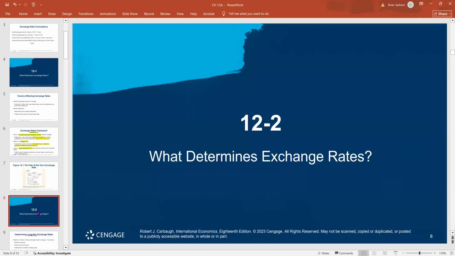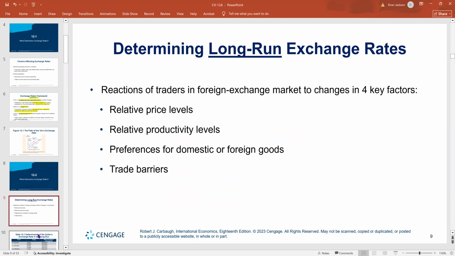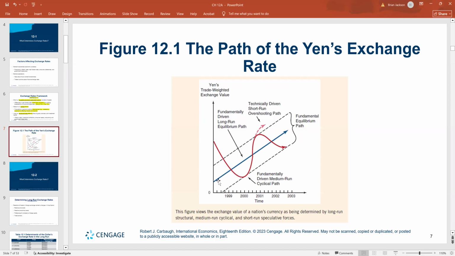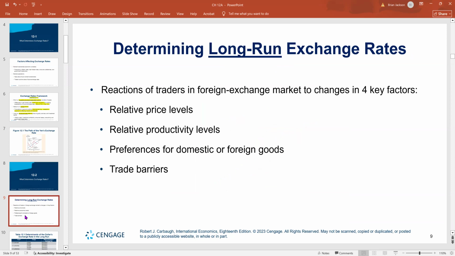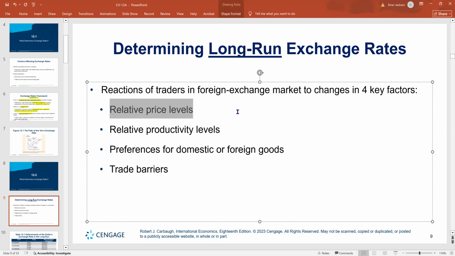So we want to talk about now what does determine the exchange rates. First off, what inclines an exchange rate to move along this blue arrow here, the long run rate? What things are at work to move the exchange rate along that particular line? So here we're looking at the reactions of traders in foreign exchange markets to changes in four key factors. There's relative price levels.